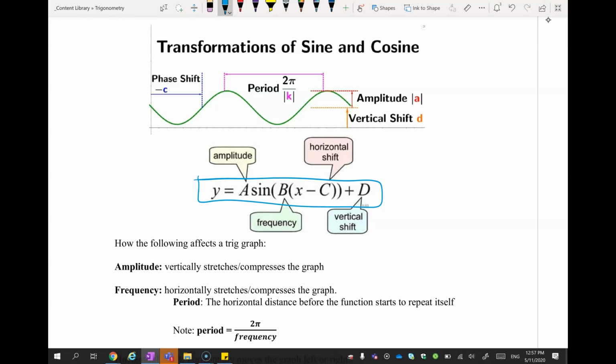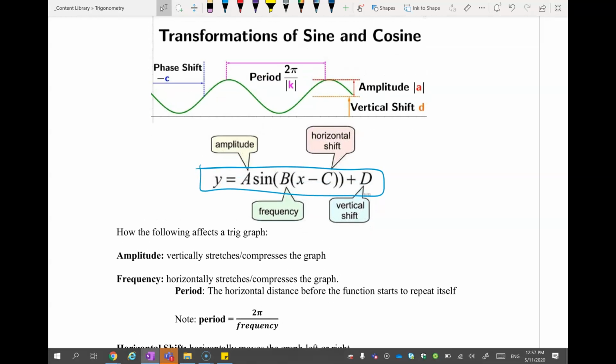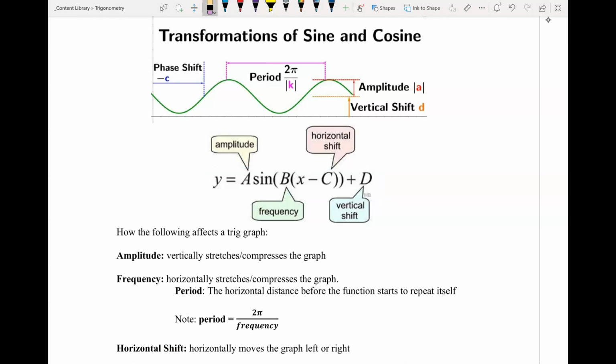The C here is your horizontal shift, so that is moving left and right. And then lastly, D is your vertical shift, moving up and down. If you take a look at the diagram, it kind of tells you what the C, the A, the B, and the D could do to your sine or cosine graph.